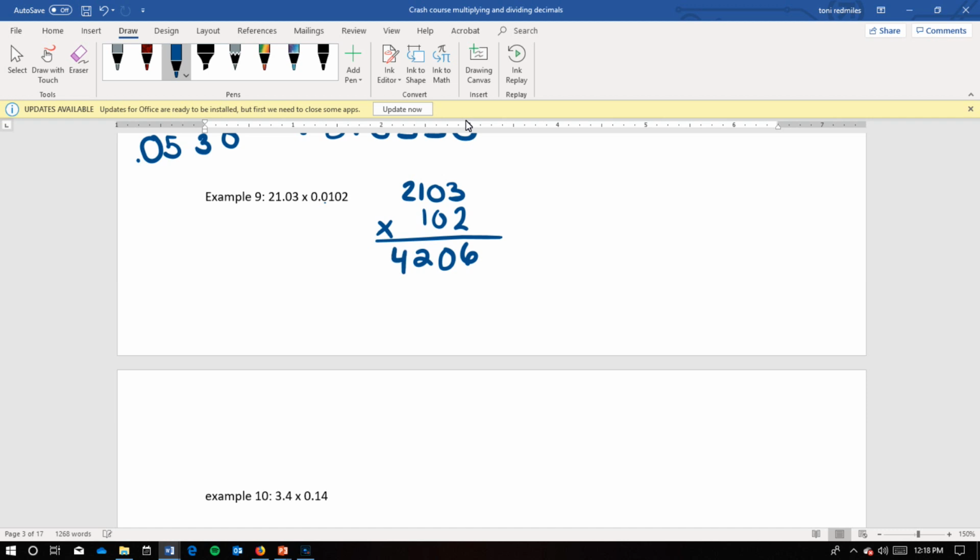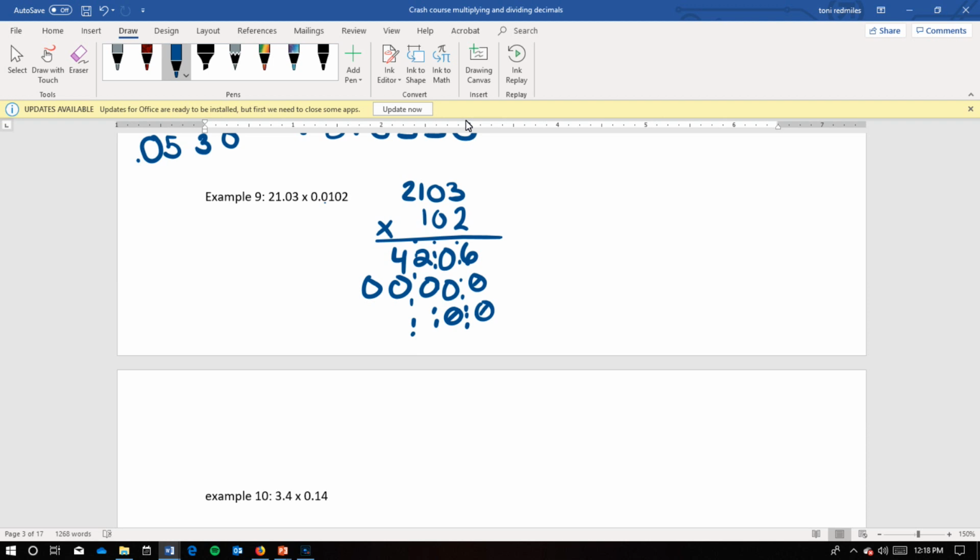All right, now directly under this 0, I'll put a little placeholder there. 0 times 3 is 0. 0 times 0 is 0. 0 times 1 is 0. 0 times 2 is 0. All right, now I've got to be directly under the 1. So let me make some columns here to keep me straight. Means I have to start in this spot. So I'm going to put some place value holders.